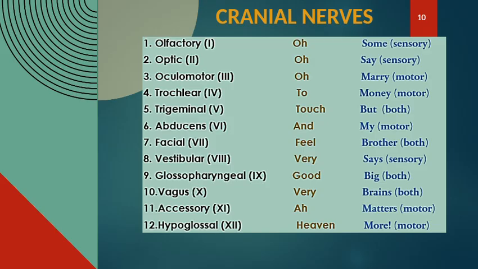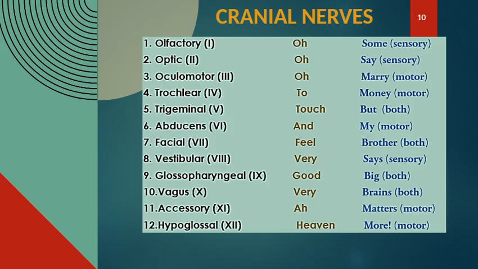Finally, cranial nerve 12, the hypoglossal nerve, is a motor nerve and controls tongue movement. We ask the patient to stick out their tongue and move it side to side. If the tongue deviates to one side, it may indicate a stroke or nerve damage on the affected side.